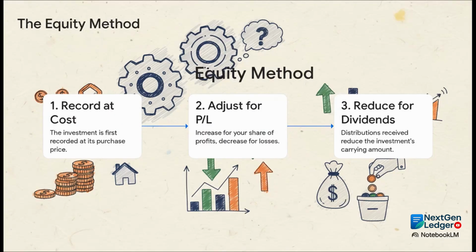It actually breaks down into 3 really simple steps. Step 1, record the initial purchase price. Easy. Step 2, adjust for your slice of their profits or losses. You can think of the associate like a pie. If the whole pie gets bigger, your slice gets bigger too. And step 3, if they pay you a dividend, you reduce your investment value because, hey, that cash is now in your pocket, not theirs.